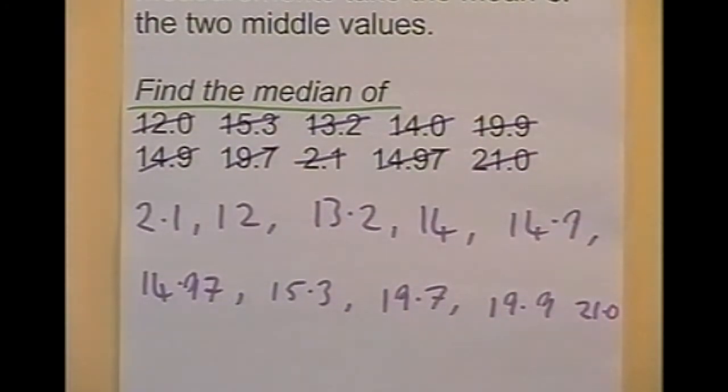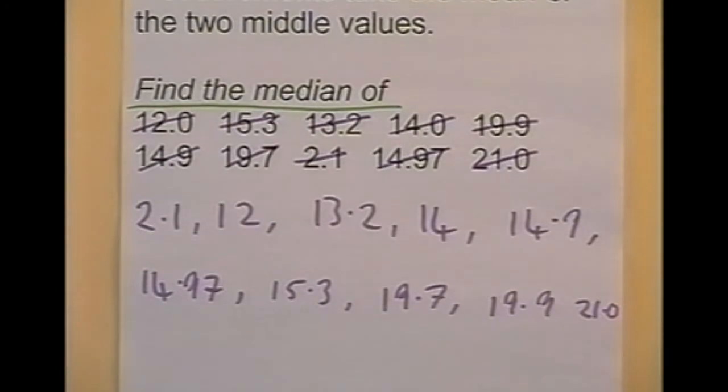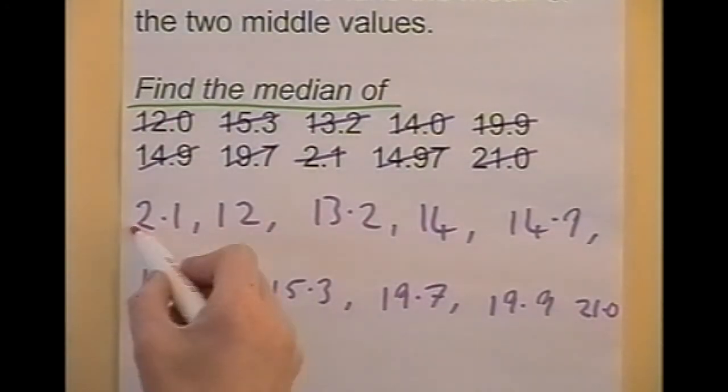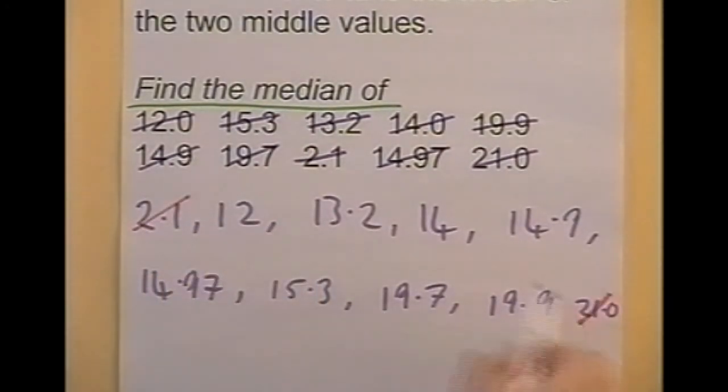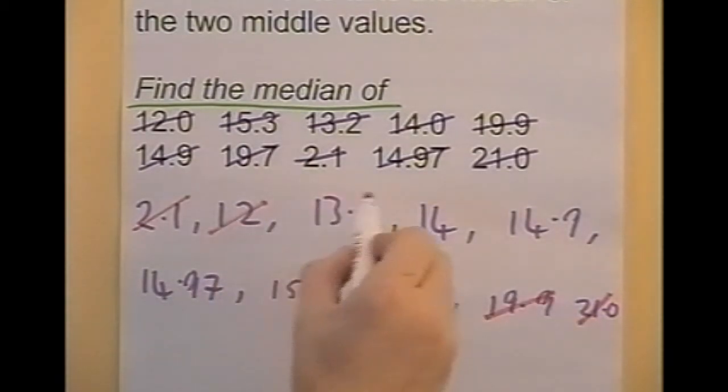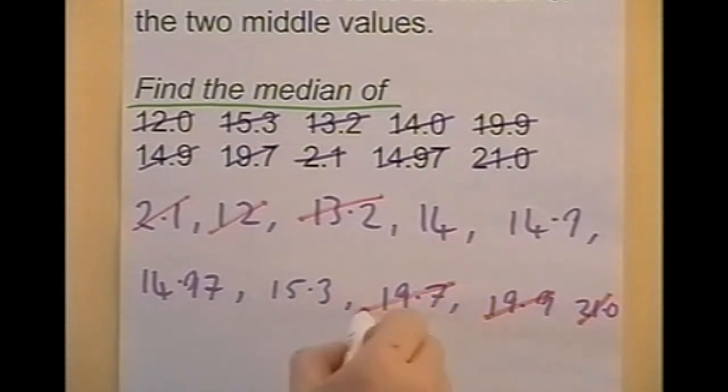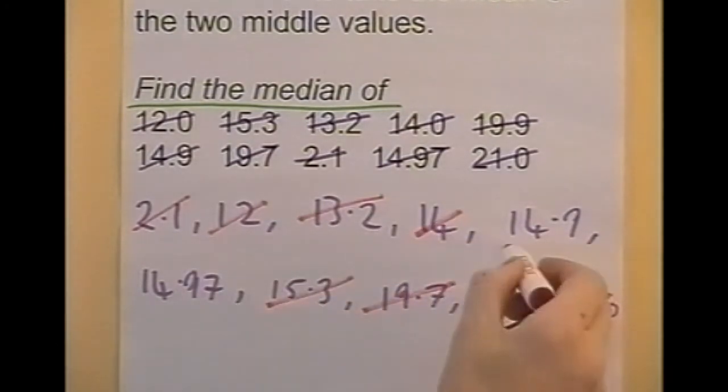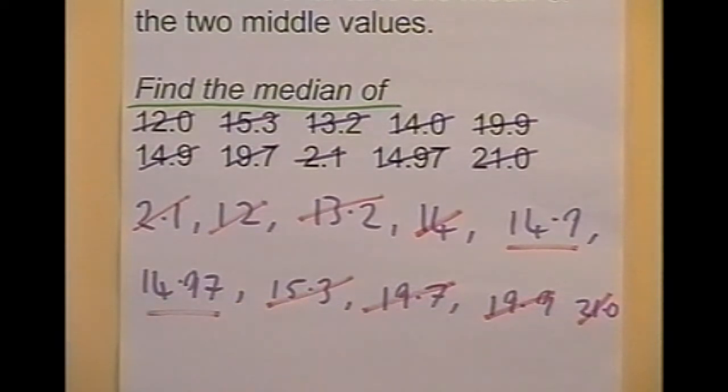So again, we're going to cross off the lowest and the highest, second lowest, second highest, third lowest, third highest, fourth lowest, fourth highest. And yes, it seems here we've got two measurements in the middle. So all we do in this case is we take the mean of these two figures.